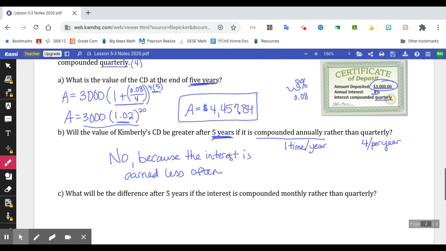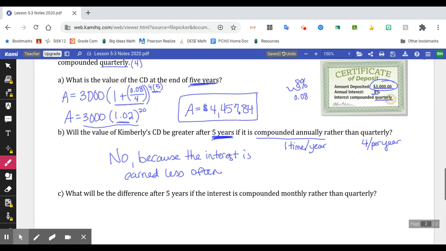Now, that's only because the year span is the same, right? If you leave it in for a different amount of years, like if this guy was in here for 20 years, that might be a different story, because the longer the time, the more money you could possibly have to earn. So same thing on letter C.